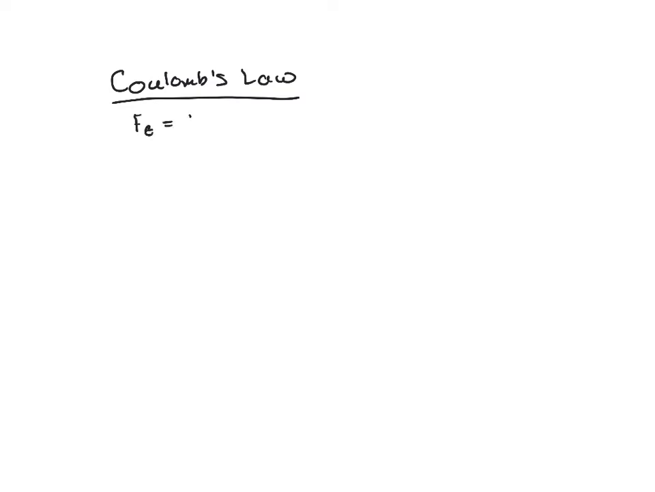There's of course a constant. We often refer to this as Coulomb's constant. And K can be rounded to 9 times 10 to the 9 Newton meter squared per Coulomb squared. Rather than having two masses, now we're going to have two charges. And these are absolute value signs here, so we have charge 1 and charge 2.